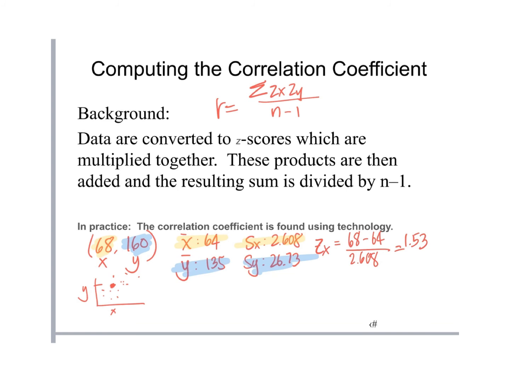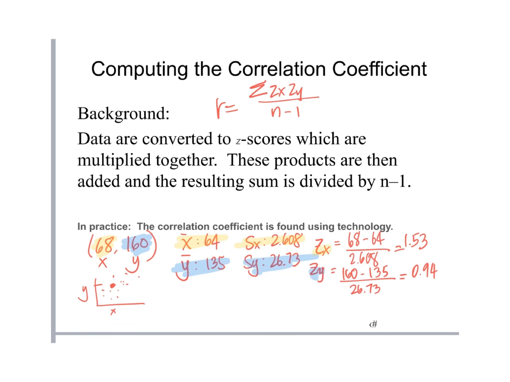Right? Okay, so now let's calculate the z-score for the y value that we're trying to find, which is 160. So 160 minus the mean of the y values of 135, divided by that standard deviation of 26.73. This gives me a z-score of 0.94. So 0.94 is above the mean, but below 1 standard deviation.